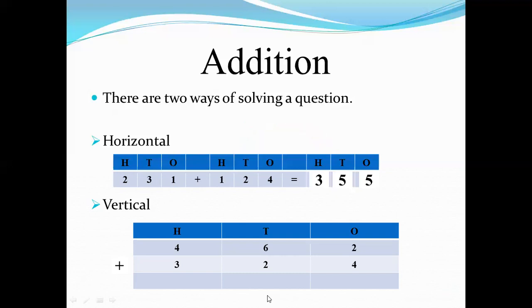The other way is the vertical way. In the vertical way, we write the question like this, and we always start adding from the ones, which is right hand side. 2 plus 4 will make 6. We have 6 ones. Then we will add tens. 6 plus 2 is 8. We got 8 tens. Then we will add hundreds. 4 plus 3 is 7 hundreds. So the answer is 786.